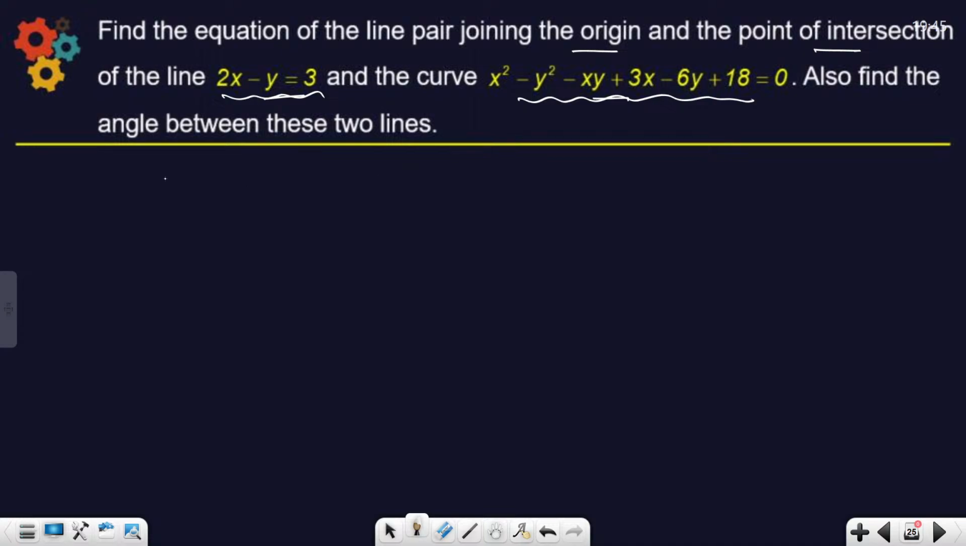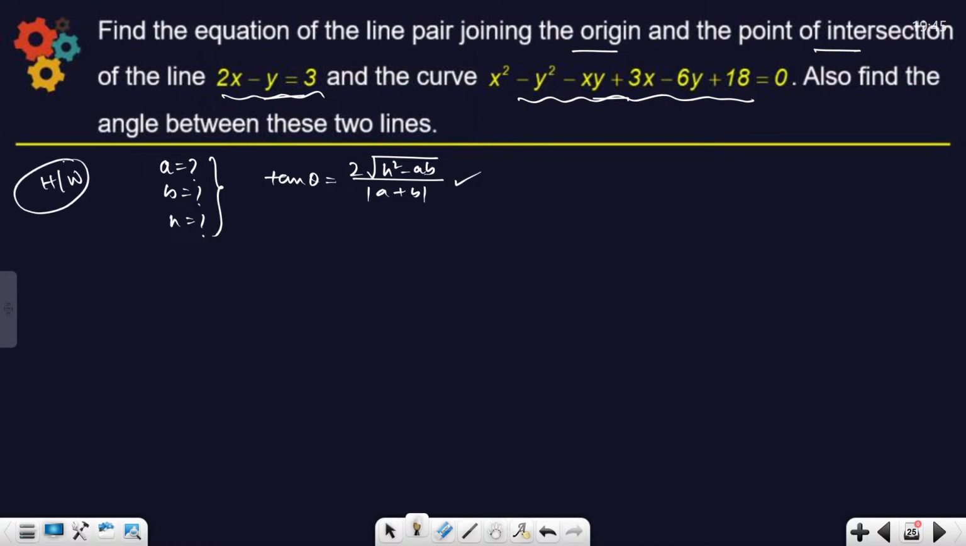In that case, the moment you get the homogeneous equation, you will find out what is your A, what is your B, and what is your H. The moment you have these three things, you will find the angle with the help of this formula. Can you remember this formula? So find that angle from here. Okay, this sum will be your homework.